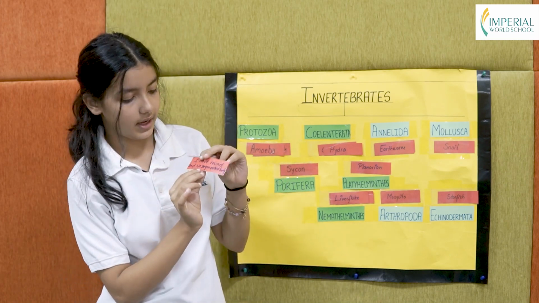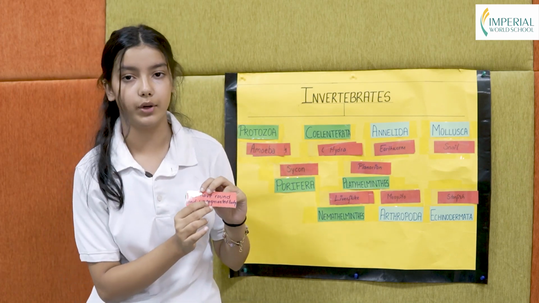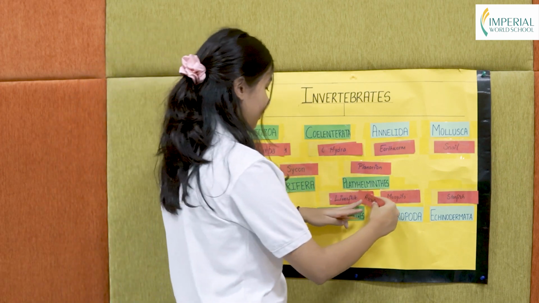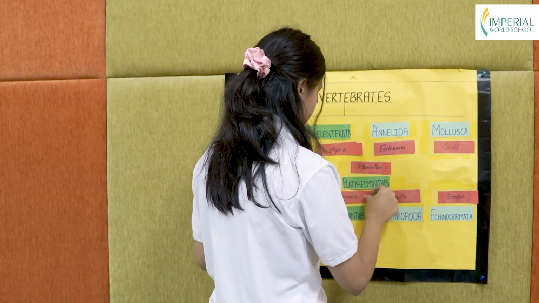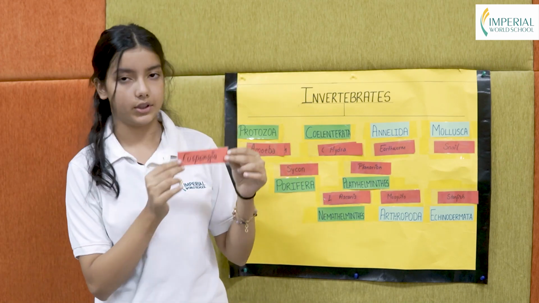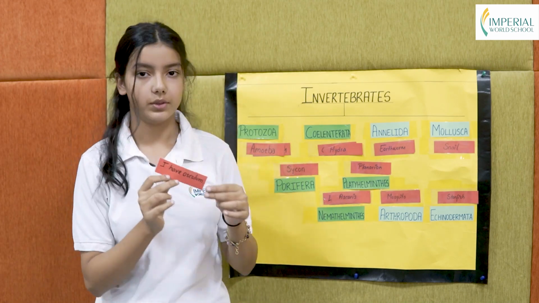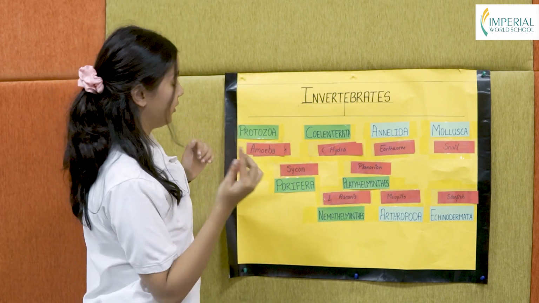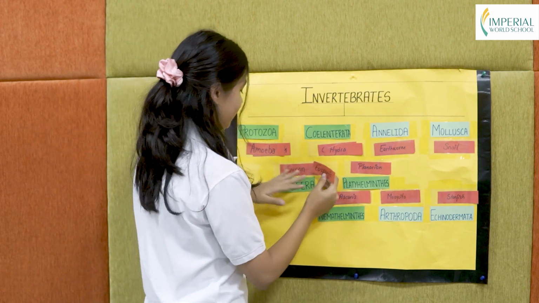Ascaris. I have round and unsegmented body, so this is Nemathelminthes. Spongia. I have osculum, so this is Porifera.